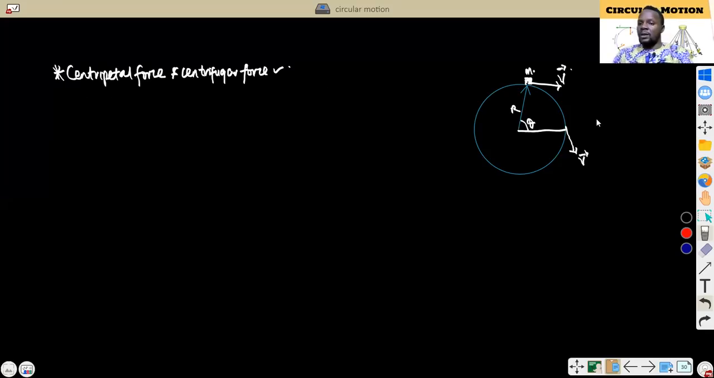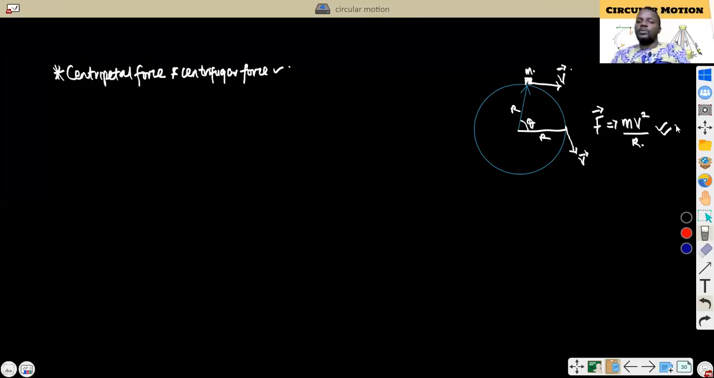So numerically, we say the centripetal force is equal to the mass of the body multiplied by the speed, which is changing from one point to another, I would say v squared, divided by the radius. The radius is always uniform. So this formula is also very important, and from junior classes you might have learned it.